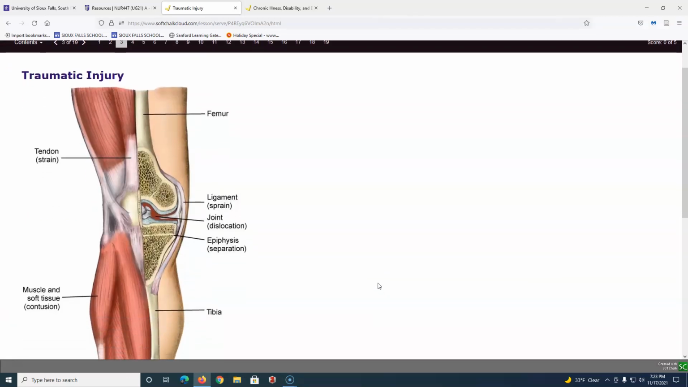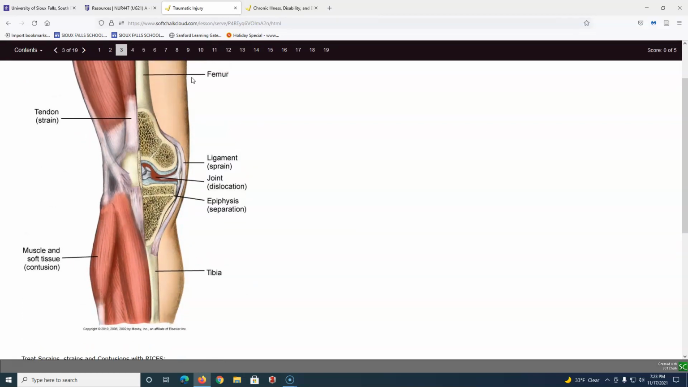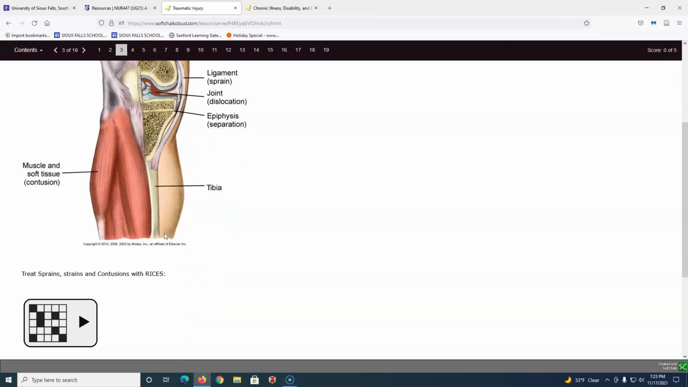So traumatic injury can be lots of different things. We can talk about the tendon. We can talk about bones. We can talk about ligaments. We can talk about the joint. We can talk about bruising. We can talk about all sorts of things. Usually initial treatment for this is going to include RICE. So with RICE, we're talking about rest, ice, compress, elevate, and then support.